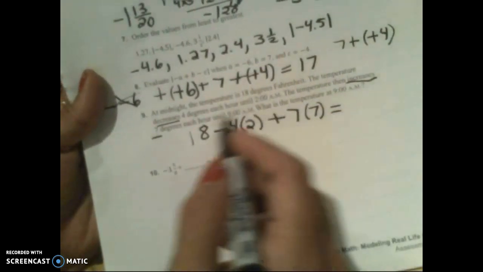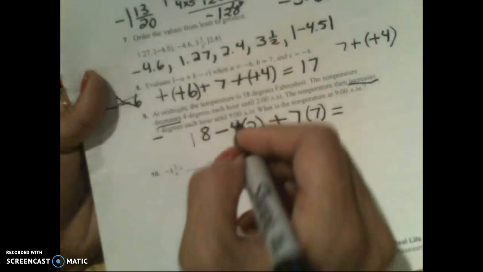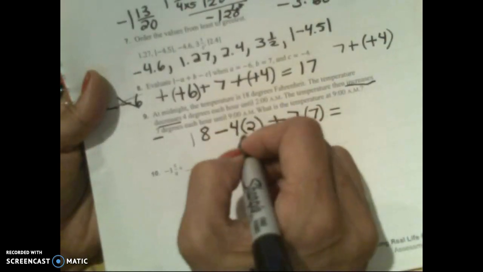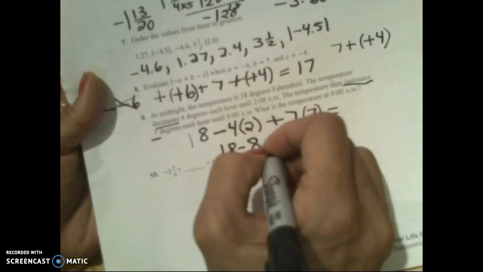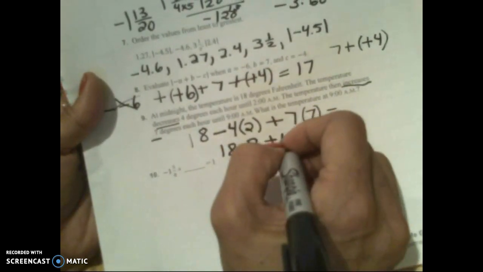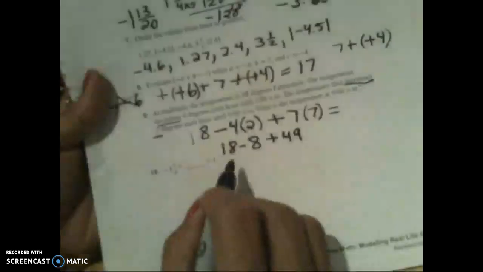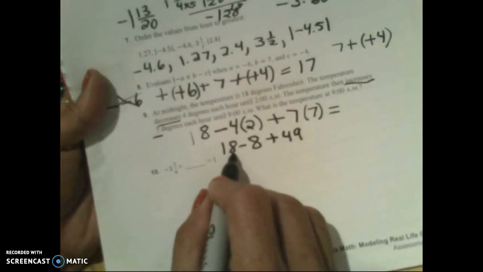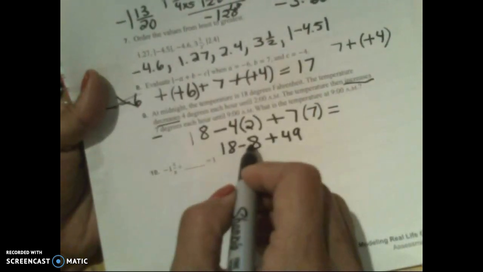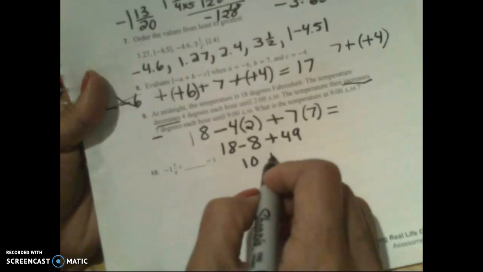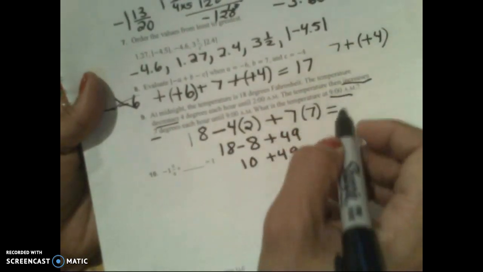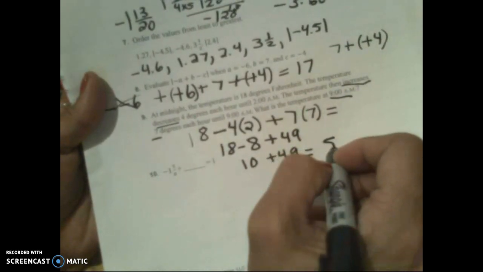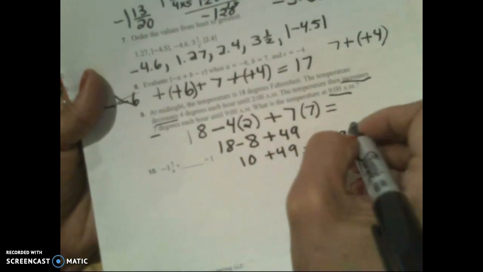So this becomes just a simple order of operations. 4 times 2 is 8. So I'm going to bring everything else down. Plus 7 times 7 is 49. Now I'm going to subtract: 18 minus 8 is 10, plus the 49. So at 9 a.m. it was 59 degrees.